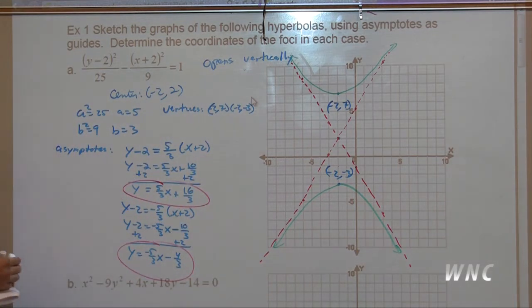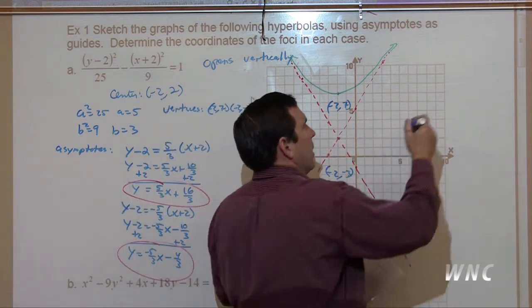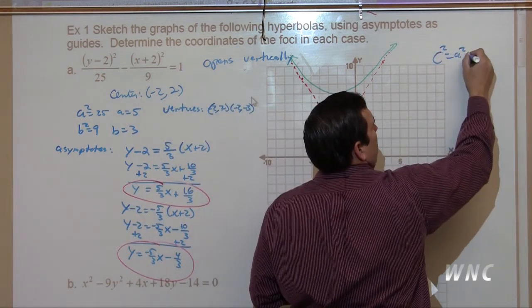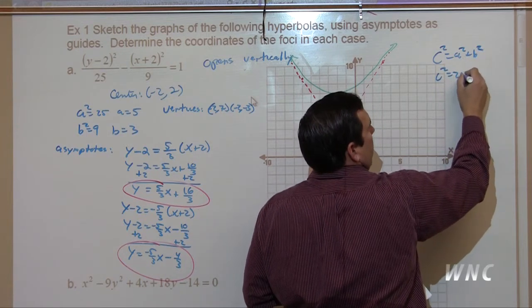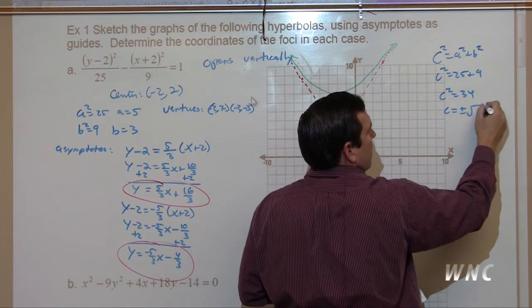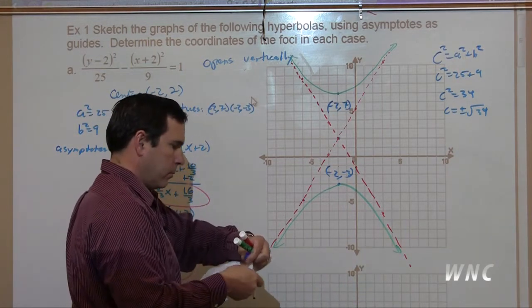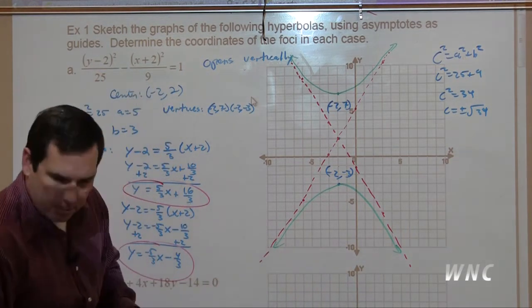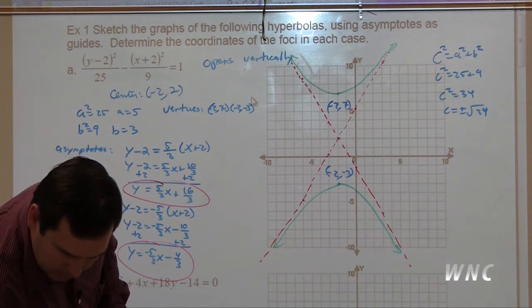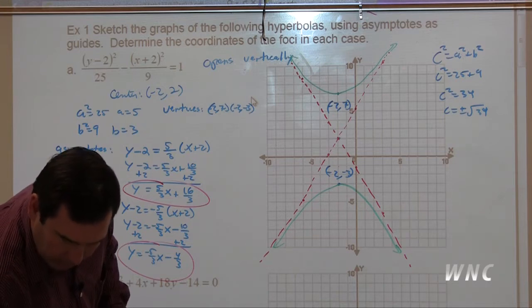Last thing it asks us to find is the foci. They're going to be c away from the center. In this case, c squared equals a squared plus b squared. So c squared is going to be 25 plus 9. C squared is going to be 34. So c is going to be plus or minus the square root of 34. And that's going to be 5 point something. Let me get that value. .83.